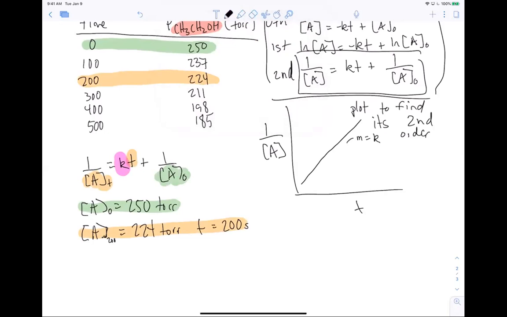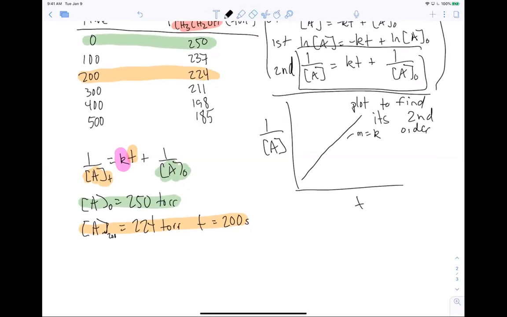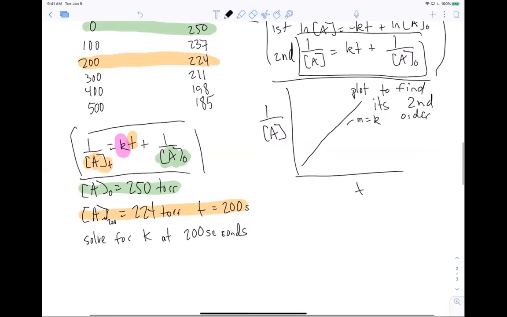One thing we could do here, because I don't want to deal with the plot, because there's no way in hell I'll be able to plot it accurately on this sheet, at least not in any kind of time period that's useful. One thing you could do though is solve for k, let's say at 200 seconds. You'll get some value. I'm not going to walk you through the algebra, but I'm sure you're capable of doing that. But then you can solve for k, let's say at 500 seconds.